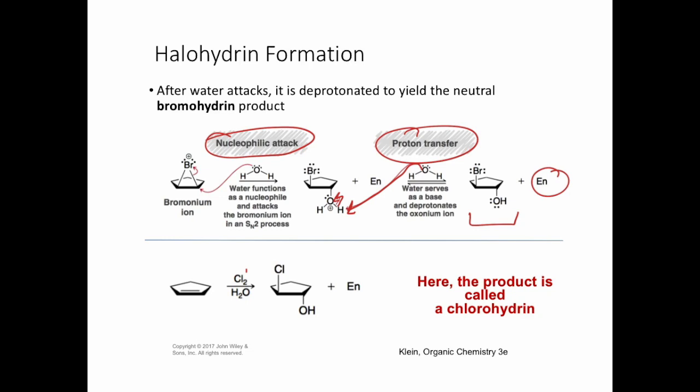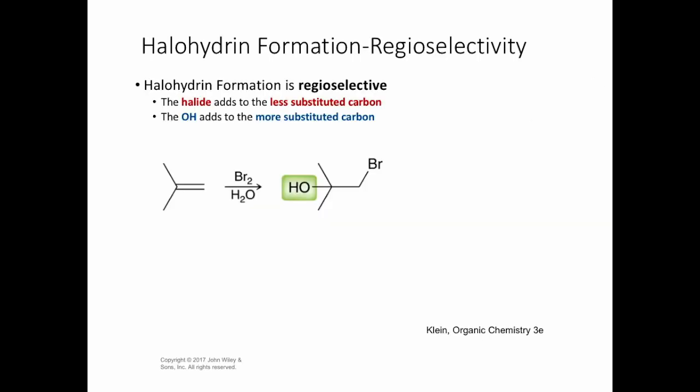And if you did this with chlorine instead of bromine, you would get this product. And this would be called a chlorohydrin. This is called a bromohydrin. And then halohydrin is just the generic name. Now a halohydrin is regioselective. The halide adds to the less substituted carbon and the OH group adds to the more substituted carbon.